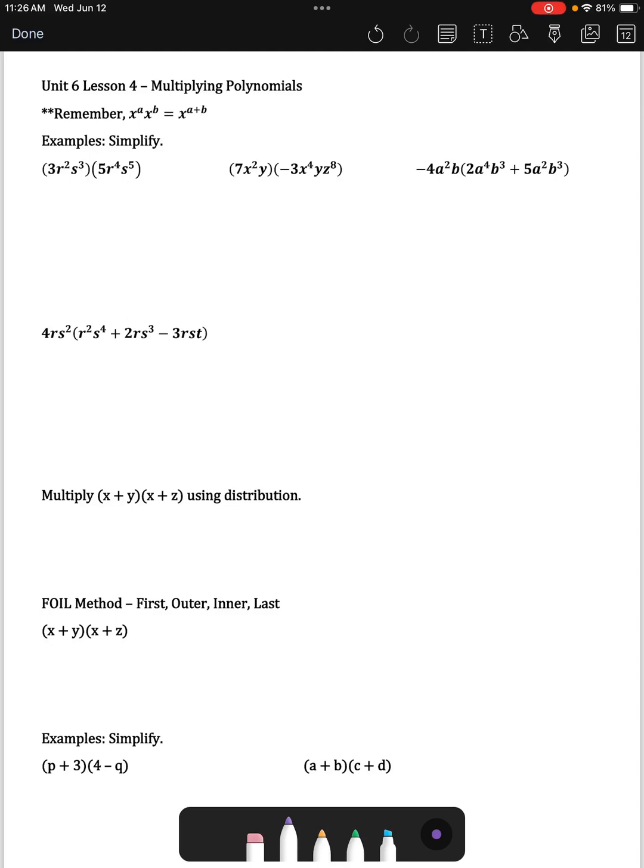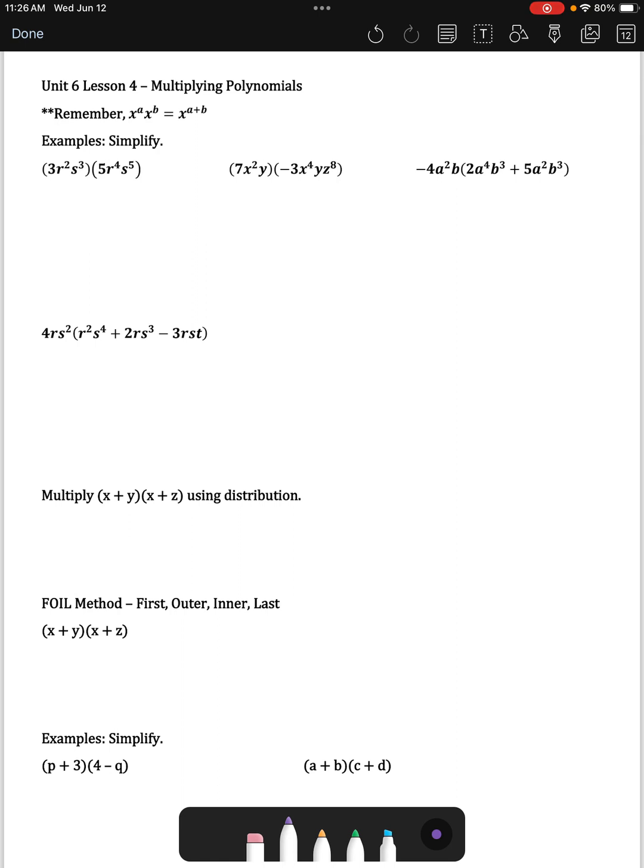Multiplying polynomials. Now in the notes this says it's lesson 4, but really it's going to be 2 videos. So we are doing the first 4 examples here today. And there is one thing you have to remember: exponent combination rule. If we multiply 2 copies of the same base, we can make them a single copy of the base by adding their exponents. So what's going on here?